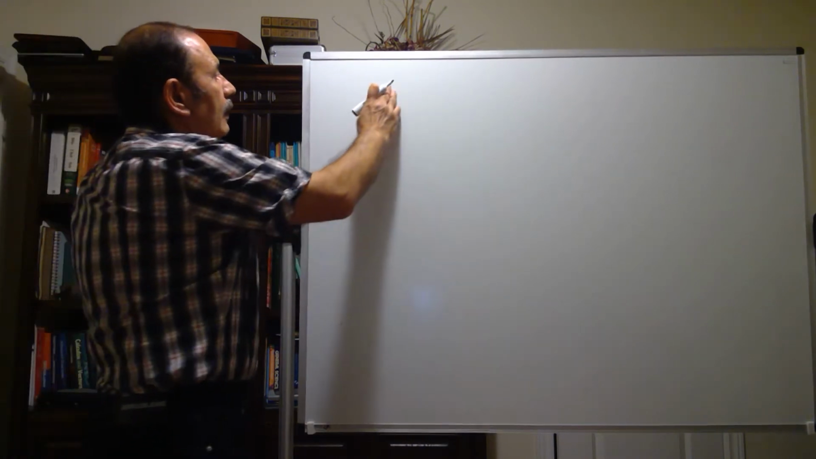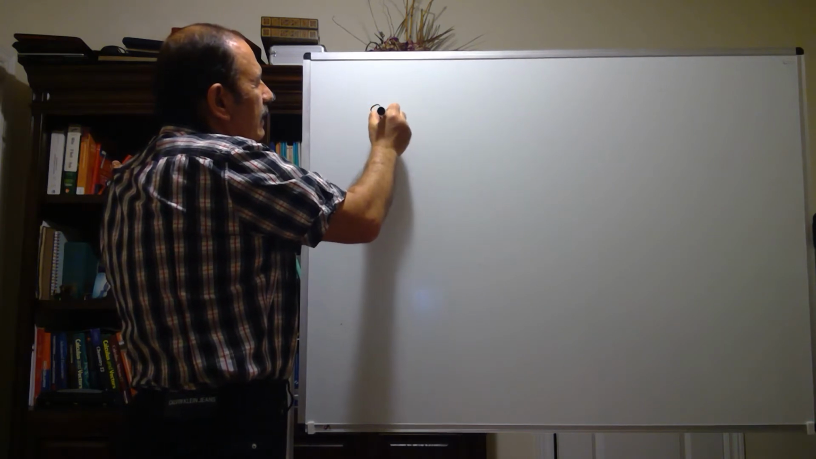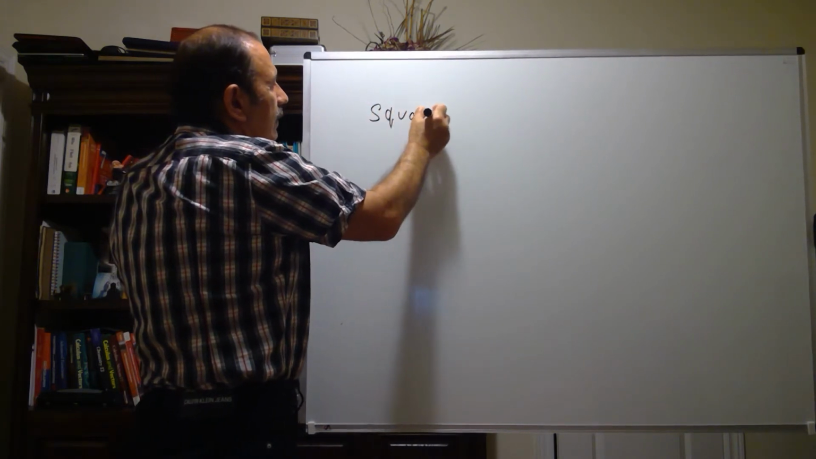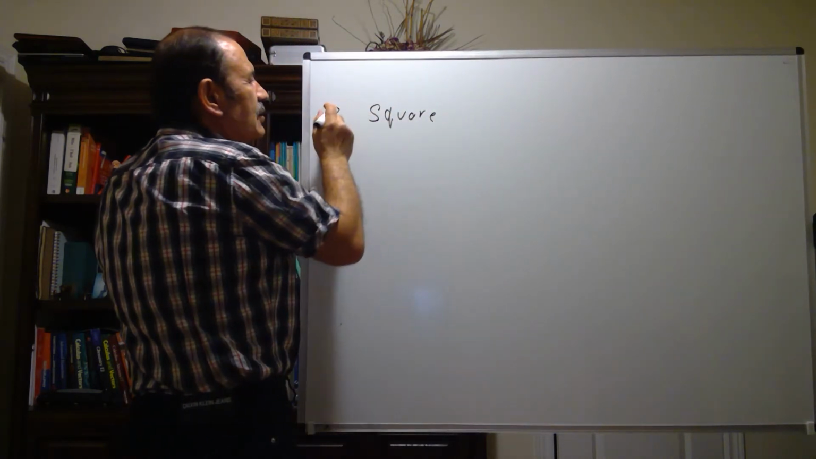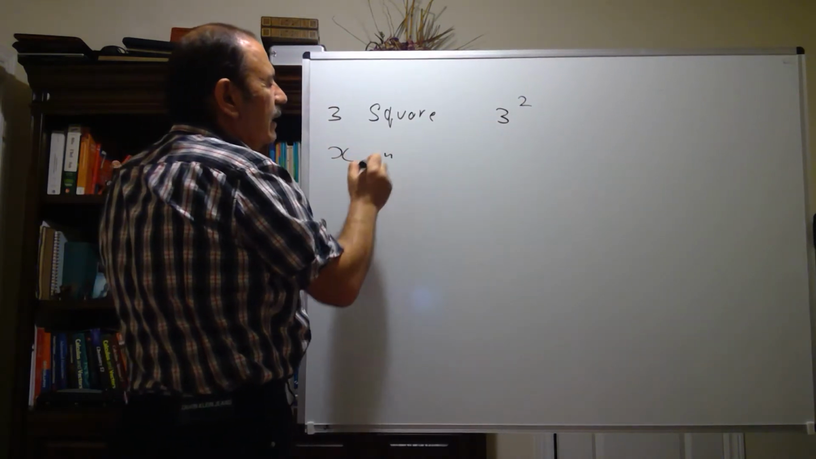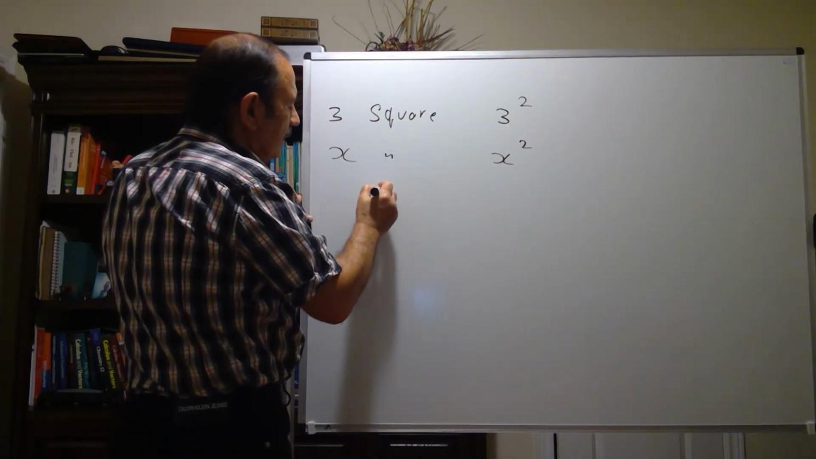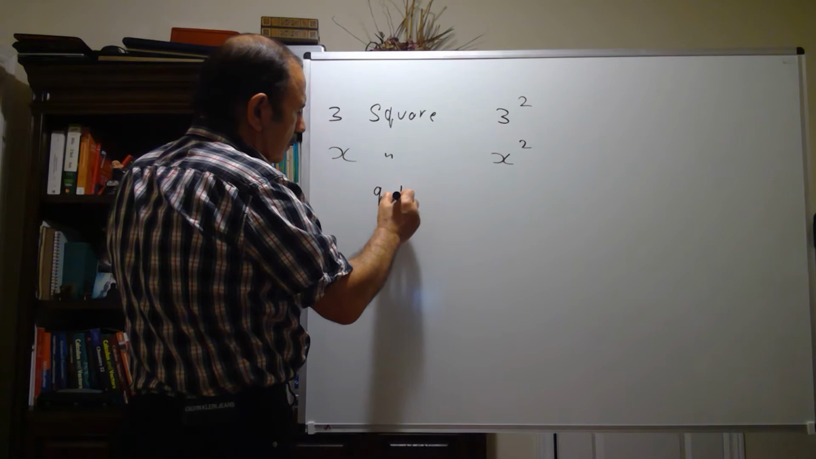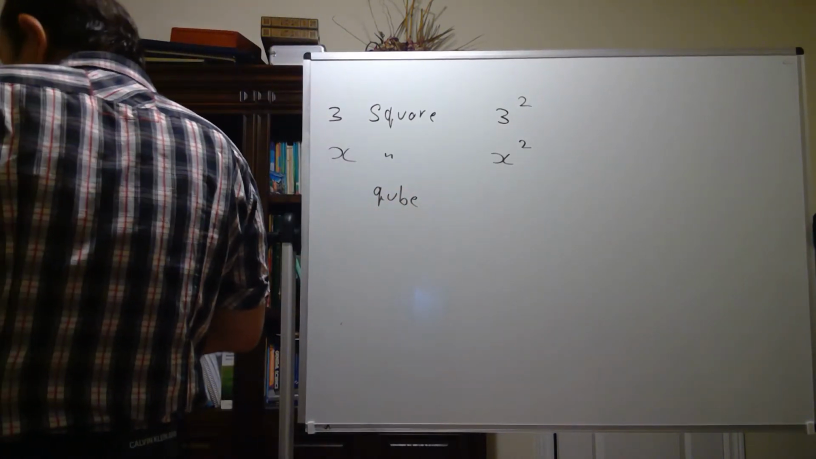For the word power, we have square. When we say 3 square, it means 3 to the power of 2. When we say x square, it means x to the power of 2. Then we have cube. Cube means power of 3.